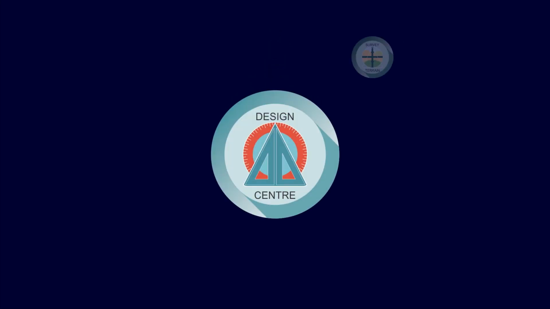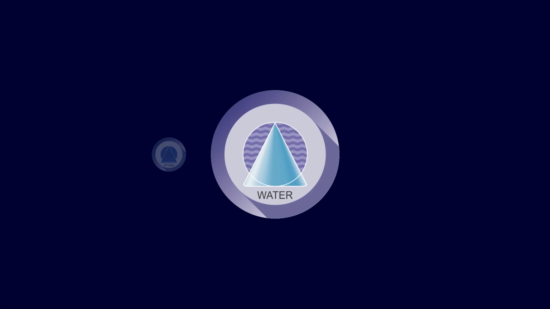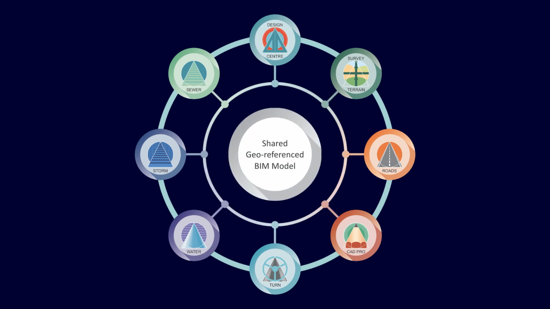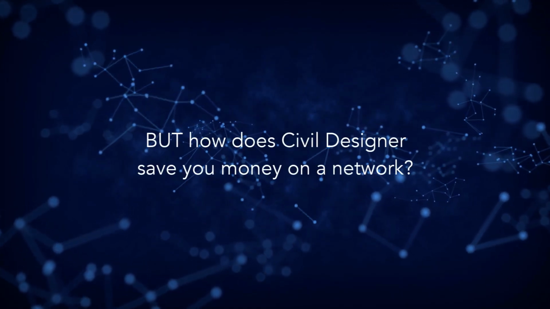The network copy of Civil Designer allows you to select only the modules you need according to your requirements. These modules are Design Center, Survey and Terrain, Roads, Water, Storm, Sewer, Turn, CAD Pro and BIM. But how does Civil Designer save you money on a network?